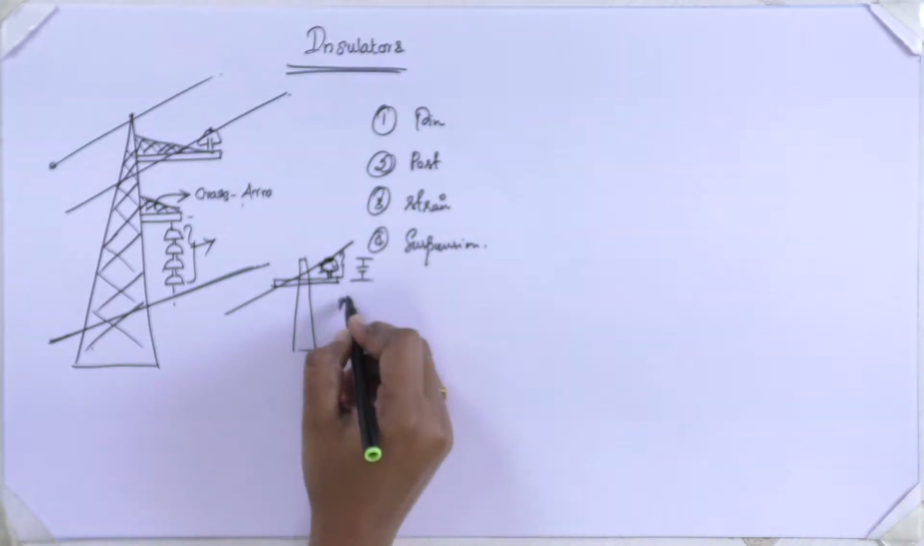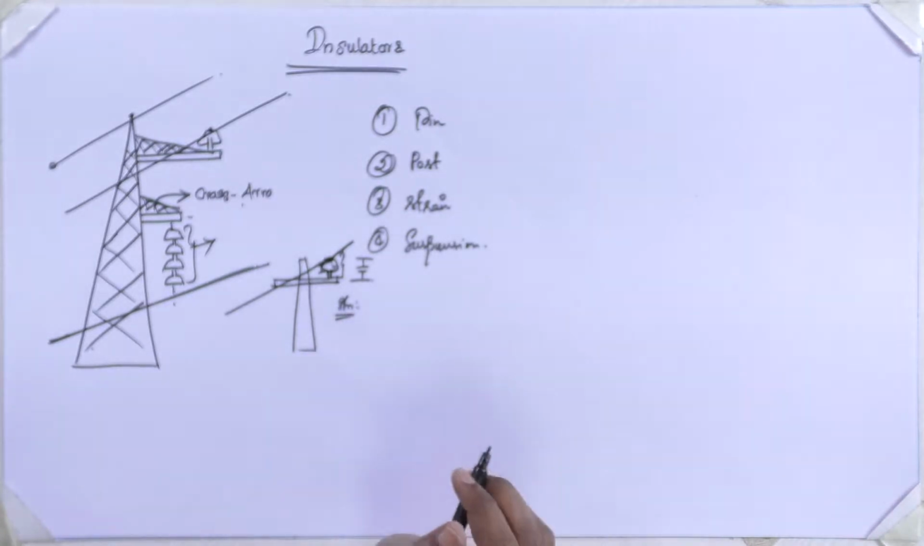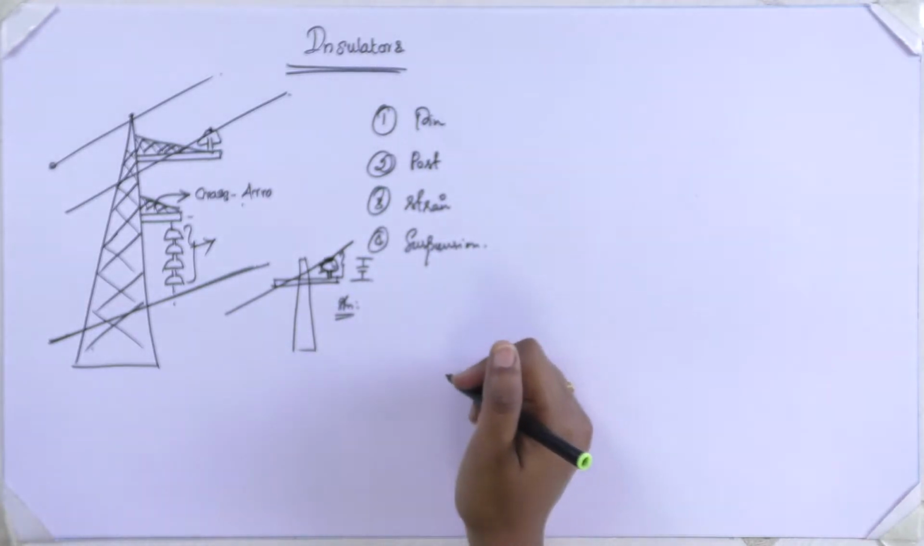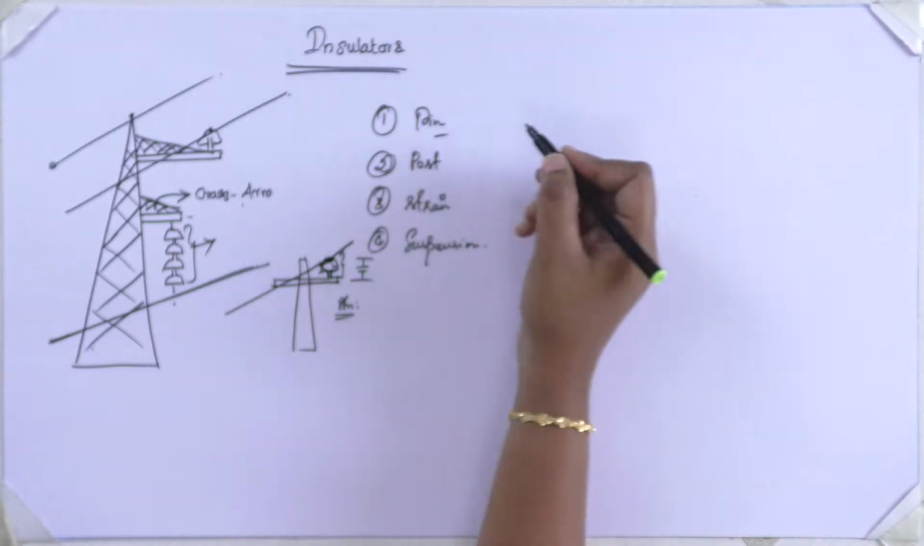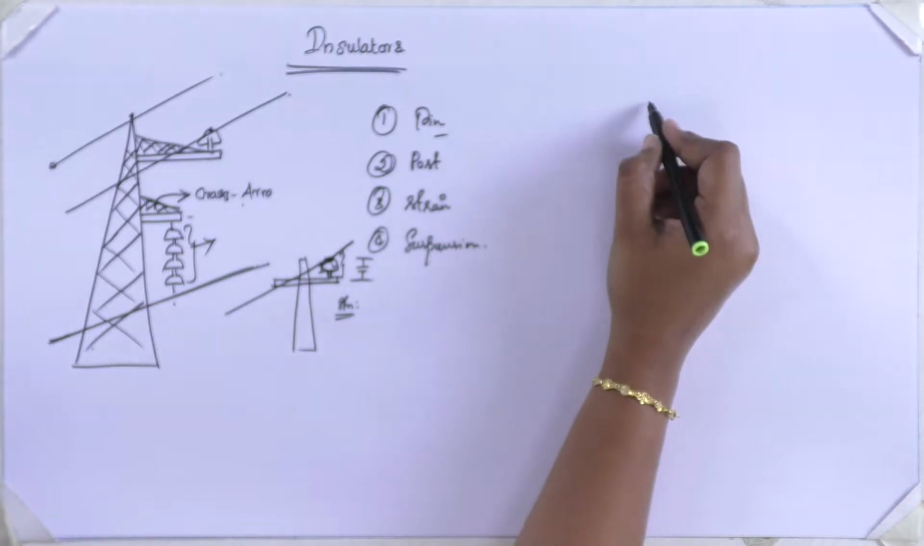With this we are going to calculate the string efficiency. This is about the introduction, and now we are going for the types of the insulator. The first one is the pin insulator. The pin insulator will typically be like this.